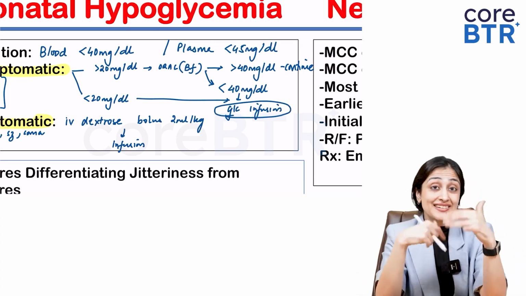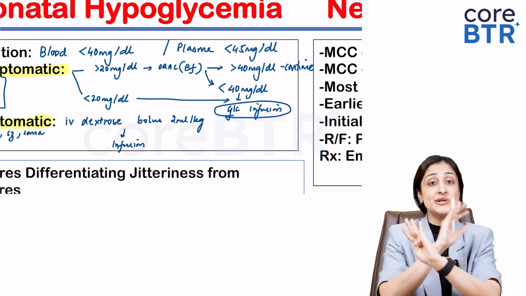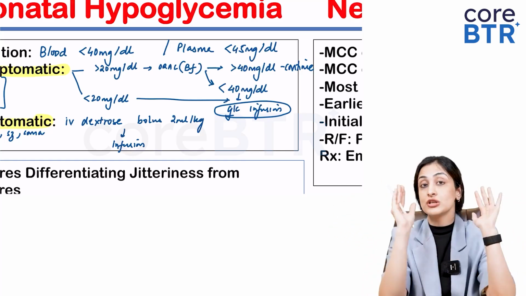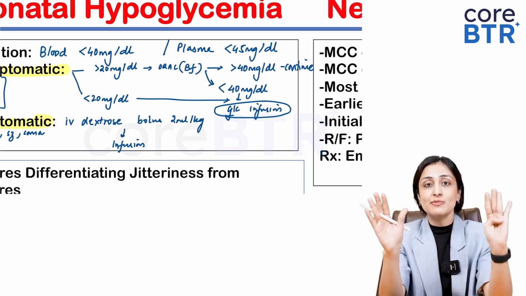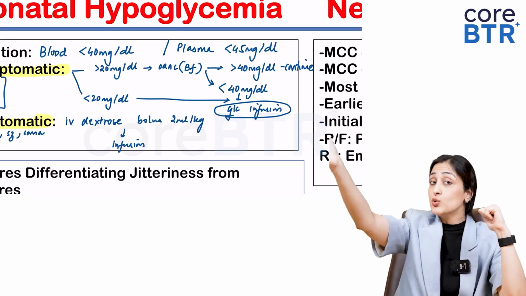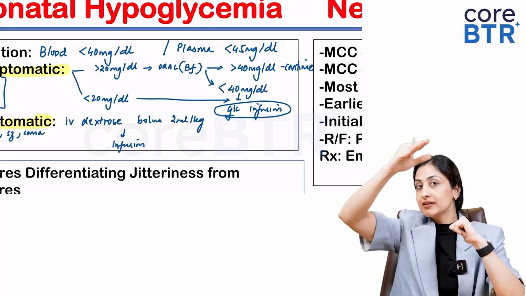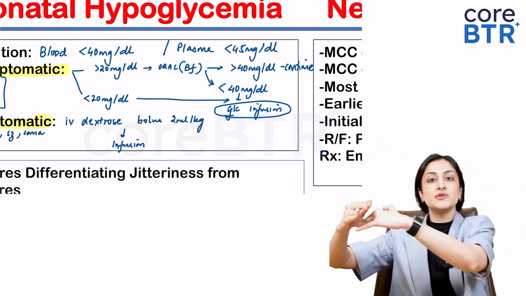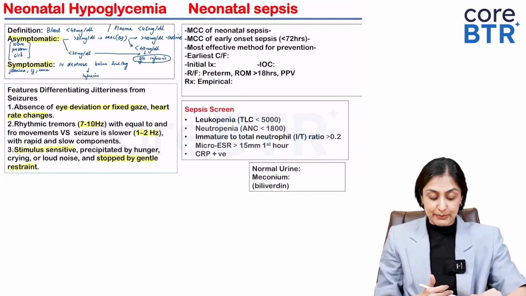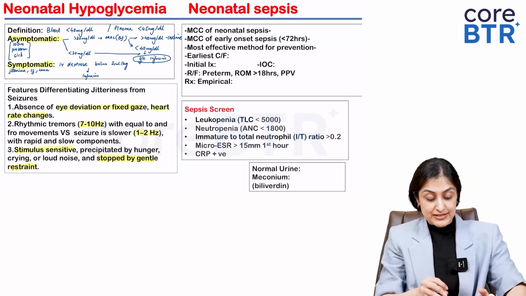So it looks harder than it actually is. So what did we study? Symptomatic, no questions asked, first bolus followed by infusion. If the baby is asymptomatic, more than 20, oral breastfeeding. Now see more than 40, continue. So either that is less than 40 or it was less than 20, I give infusion, right? So that's how you can remember what to do with hypoglycemia.